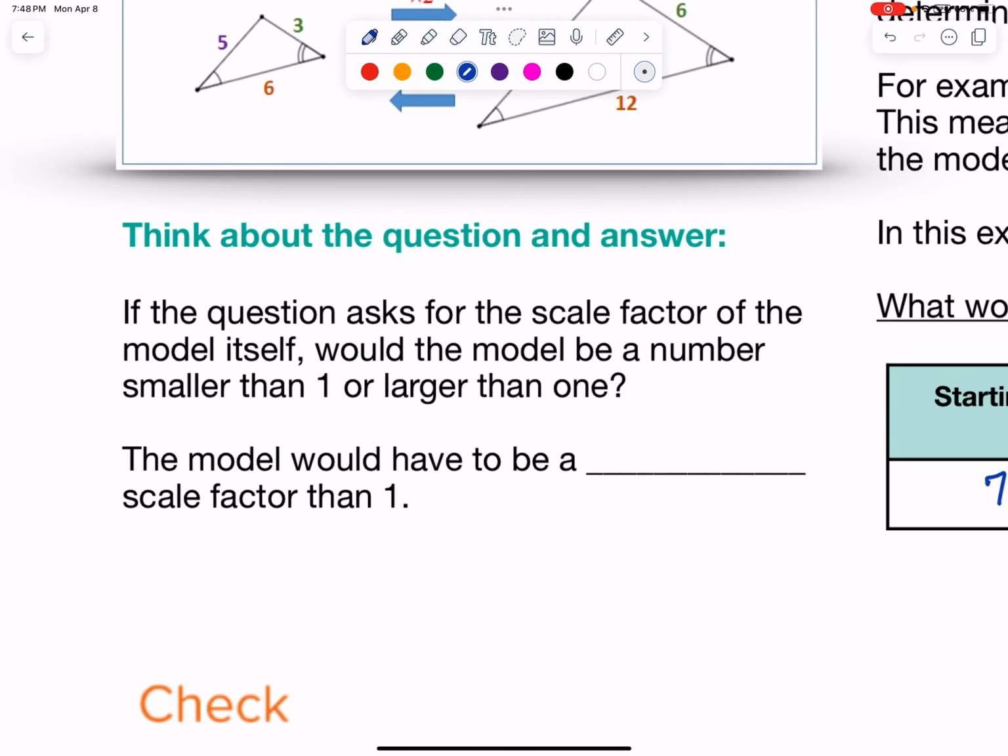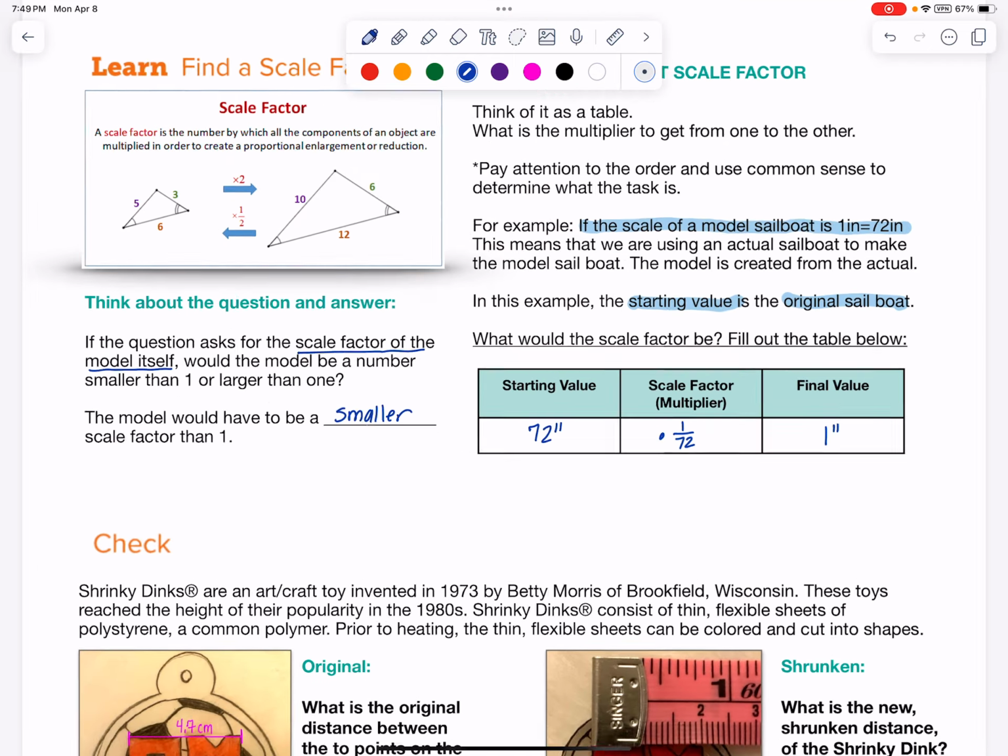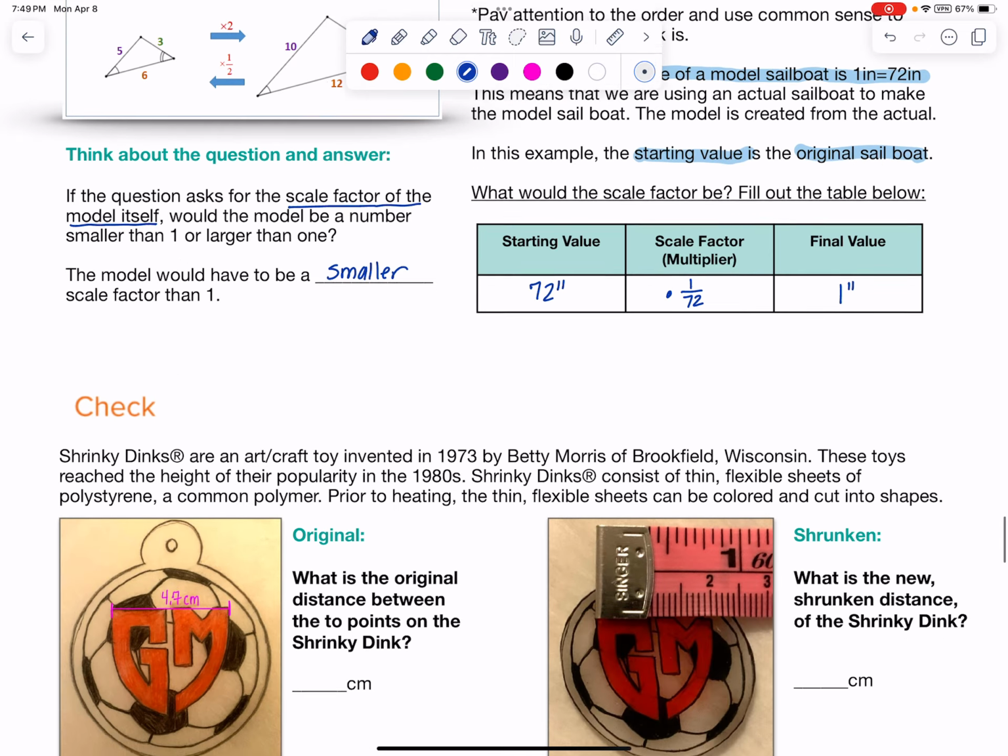I want you to really think about the question and answer also. So if the question asks for the scale factor of the model itself, just think about that. Would the model be a number smaller than 1, or would it be larger than 1? If we're asking for the real size, it is double the size of the model. If we're asking for the smaller size, it's going to be a smaller than 1 scale factor. So the model would have to be a smaller scale factor, like we're reducing it by a half, or reducing it by 1/72, things like that. The model's always going to be smaller, so that's going to be smaller than 1 because 1 would be equal.